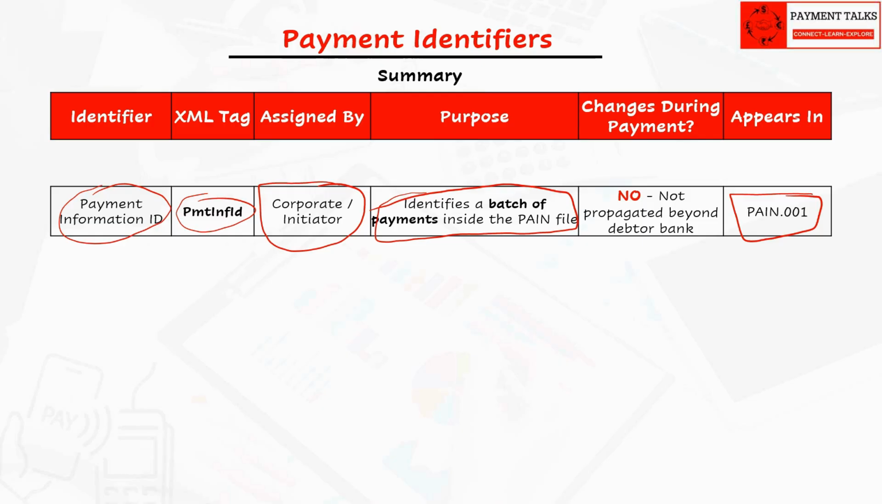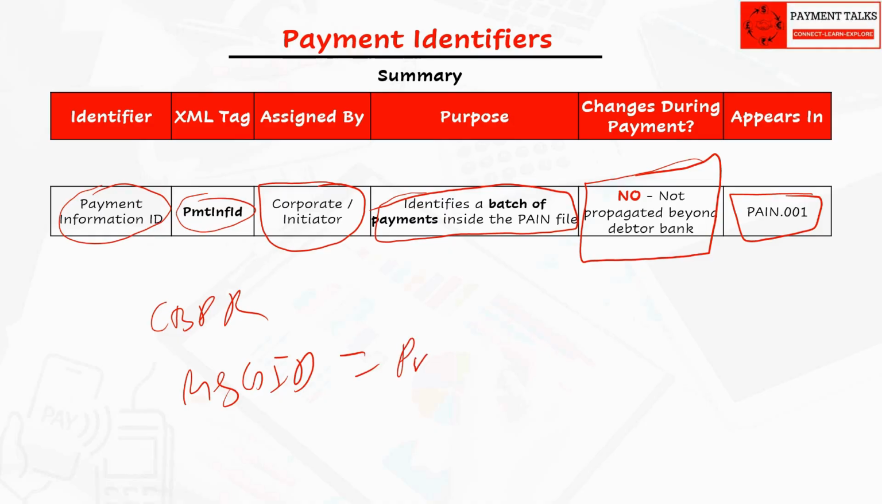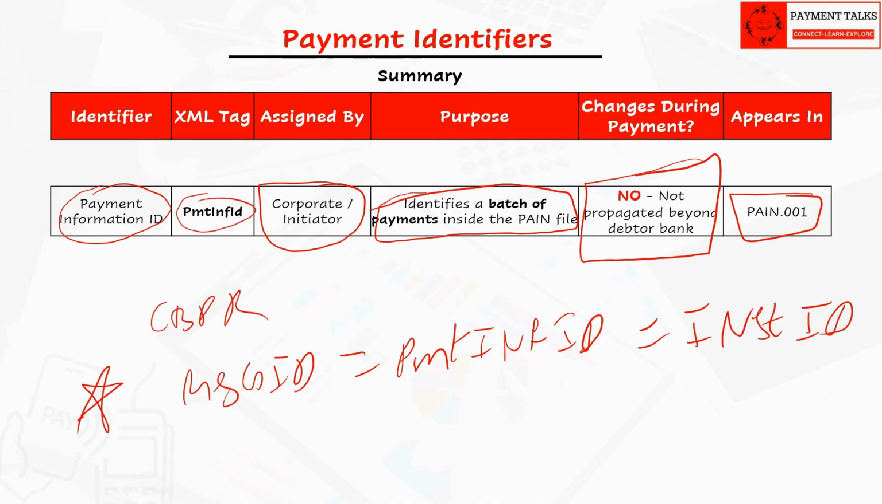Key rule is the payment information ID is not propagated beyond the debtor agent. Once the payment leaves the debtor bank and enters the interbank chain, this identifier has no further relevance. In CBPR Plus cross-border flows, batches are not permitted. So, as per CBPR Plus usage guidelines, the same value is typically used across message ID, payment information ID and instruction ID in the PAIN.001 for a single transaction initiation.